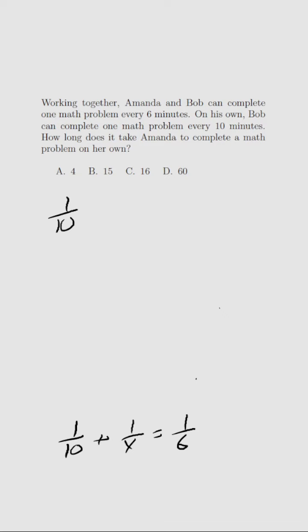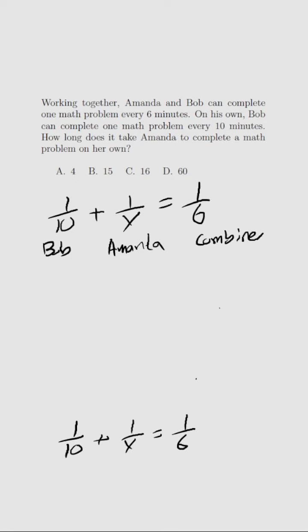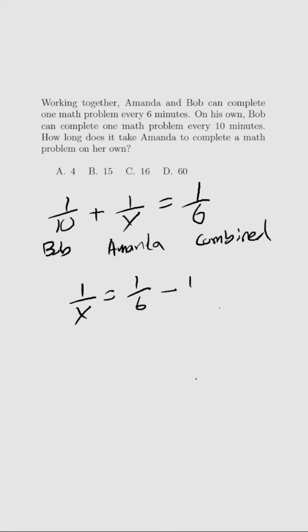So 1 over 10 plus 1 over x equals 1 over 6. And just to review, 1 over 10 is Bob's rate. Amanda's rate is 1 over x. And the combined rate is 1 over 6. In order to do this, well, we can do 1 over x is equal to 1/6 minus 1/10. So we can subtract 1/10 on both sides to isolate the x. Here we don't want to do anything. We don't want to cheat.